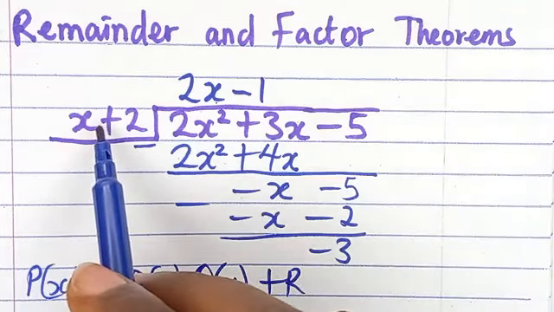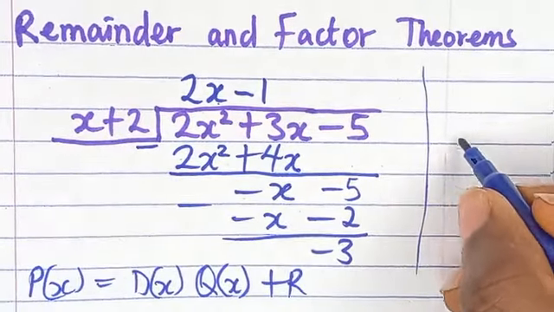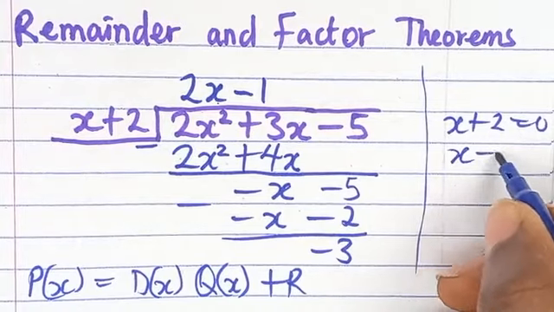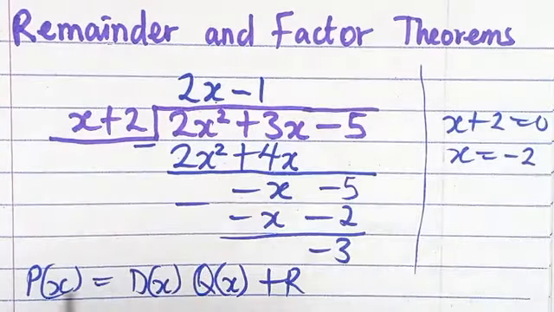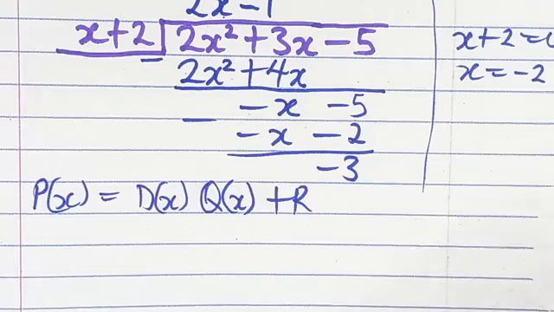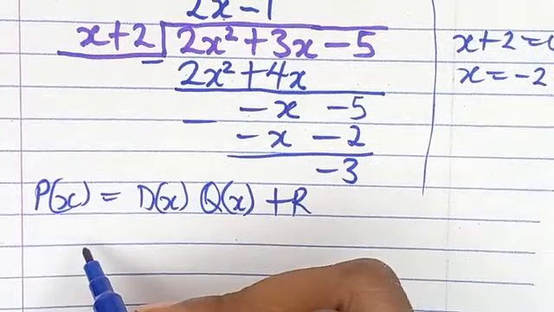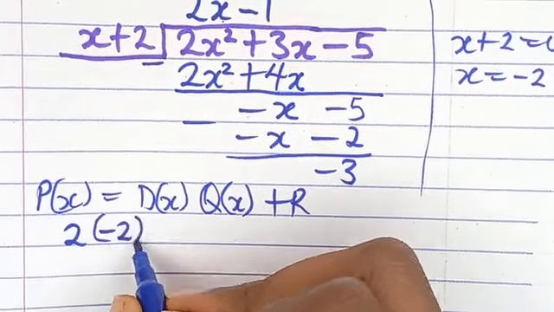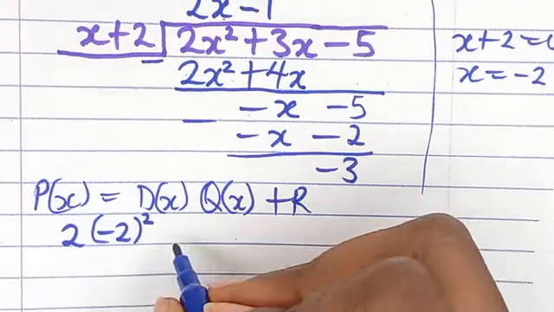Now, looking at this divisor, that is x plus 2. When we equate that to 0, we have that x is equal to negative 2. Now, let's substitute this negative 2 into the polynomial, the dividend. Instead of having x squared, we're going to have minus 2 squared. We want to substitute this value into the polynomial, the dividend.